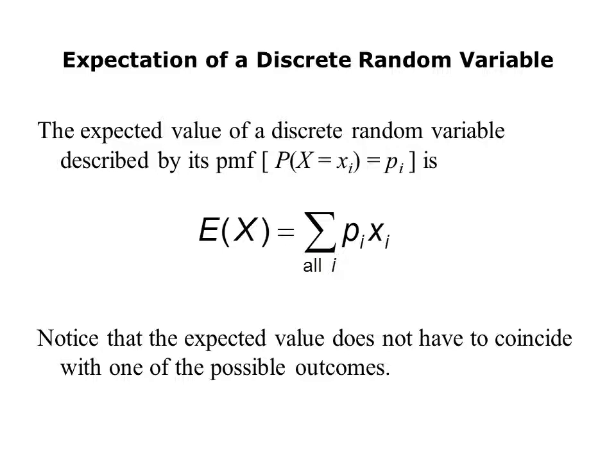So as this points out, notice that the expected value does not have to coincide with one of the possible outcomes. 3.5 isn't a possibility when you roll a die, but it is the expected value that you would get, because half the values would be above it and half the values would be below it. It's a symmetric distribution, so you should expect the mean to be right in the middle.